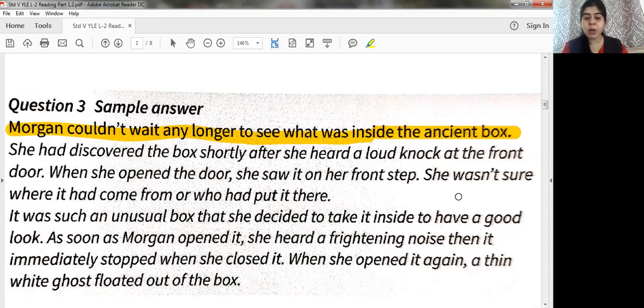She had discovered the box shortly after she heard a loud knock at the front door. When she opened the door, she saw it on her front step. She wasn't sure where it had come from or who had put it there. It was such an unusual box that she decided to take it inside to have a good look. As soon as Morgan opened it, she heard a frightening noise, then it immediately stopped when she closed it. When she opened it again, a thin white ghost floated out of the box.